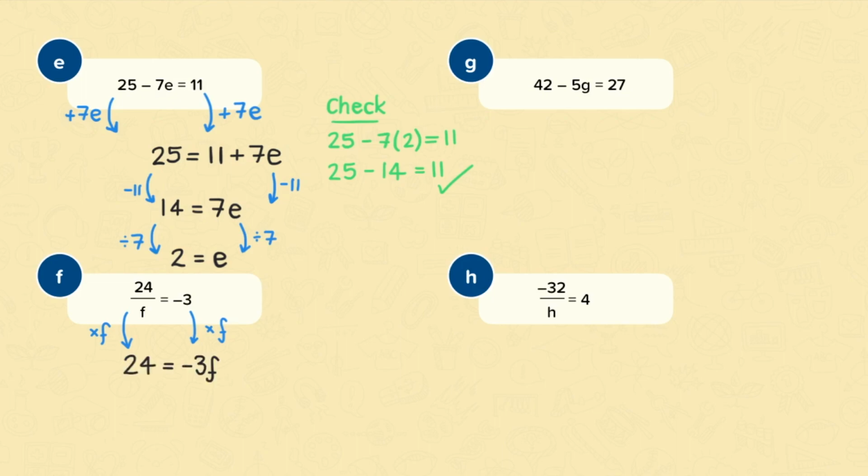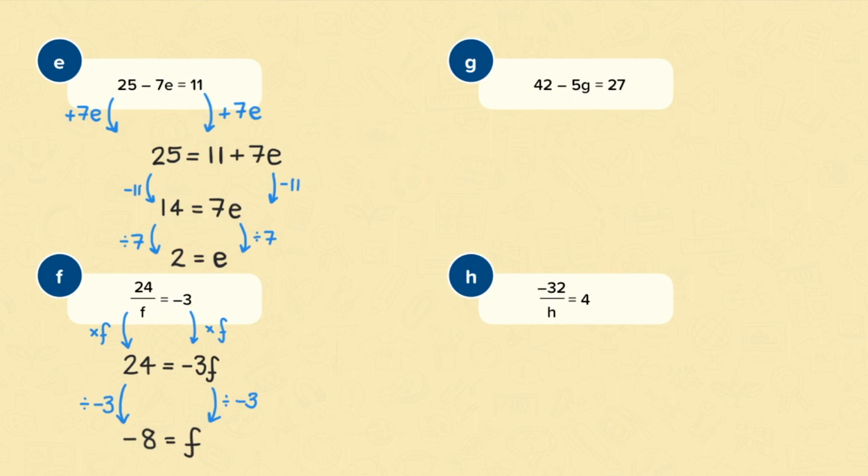Now, we divide both sides by negative 3. So we find that negative 8 equals f. Pause the video now and have a go at G and H. Question G. 42 take away 5g equals 27. We add 5g to both sides and get 42 equals 27 plus 5g.